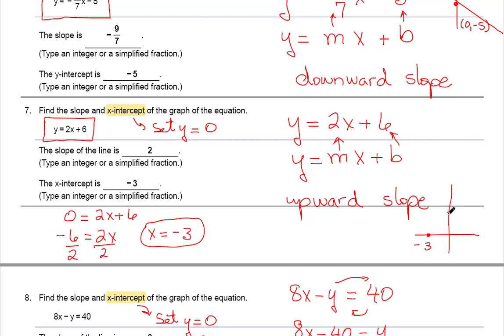And I know it's crossing over here at 6. And so I can connect up my two dots to get a better line than I could before.